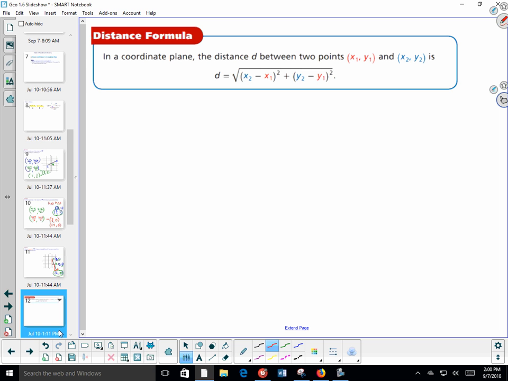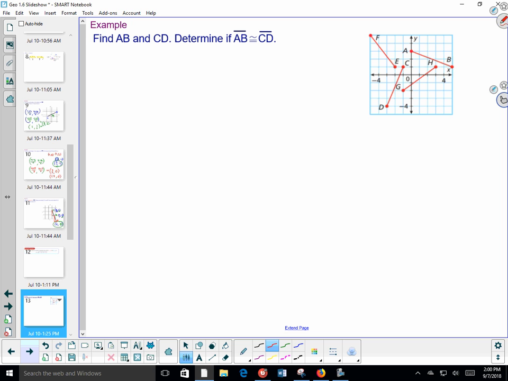So let's take a look at this example. It says find the length of AB. Oh, I'm not reading this right. This should say find the length of segment AB, right? And the length of segment CD. Remember, if it doesn't have a bar over the top, we read it as the length of. And then determine if segment AB is congruent to segment CD. So let's start off by finding the length of segment AB.